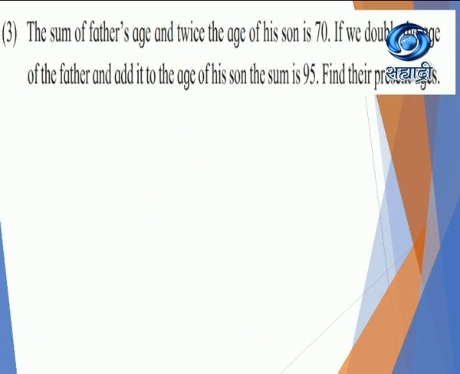Moving to the next, here I have one sum from your textbook itself. The sum of father's age and twice the age of his son is 70. If we double the age of the father and add it to the age of his son, the sum is 95. Find their present ages. Read the question again carefully. The sum of father's age and twice the age of his son is 70.